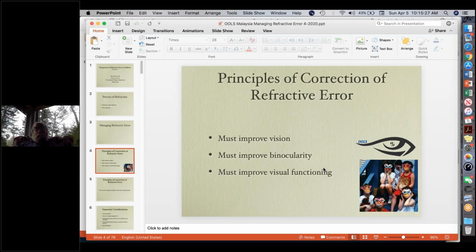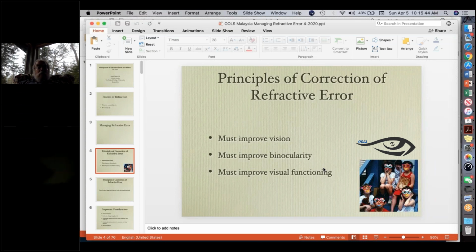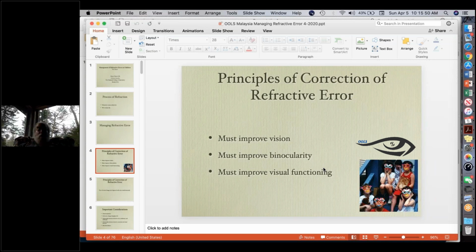So first of all, in order to actually think about prescribing a refractive correction for an individual, whether a child or an adult, you need to consider one of these three things. The refractive correction either needs to improve vision, to improve binocularity, or to improve visual functioning in some way. If you can't justify the provision of refractive correction for one of those three things, then in my view, I will not prescribe. You've got to be able to justify it based upon those three things.